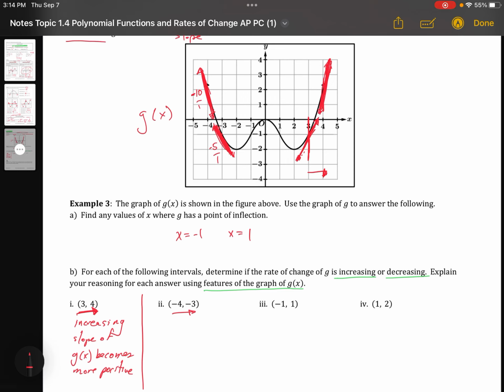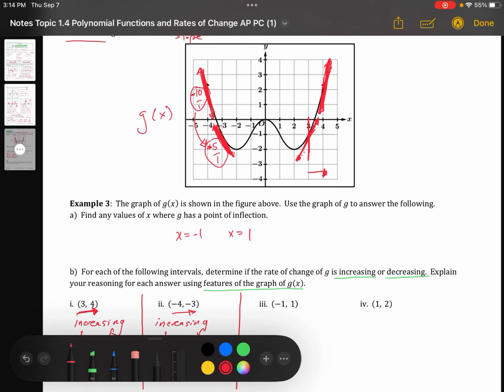I don't know what the slopes are, but we could imagine that we've got a really steep negative slope here and a less steep negative slope here. And if we look at negative 10 to negative 5, what we see is that we're becoming less negative as we go from negative 10 to negative 5, which means we're becoming more positive. Right? If we go more towards the positives from the beginning of the interval to the end, then we are increasing. So in this case, we're increasing because the slope of g of x becomes more positive. Negative 10 to negative 5, for example, is an example of slopes that become more positive.